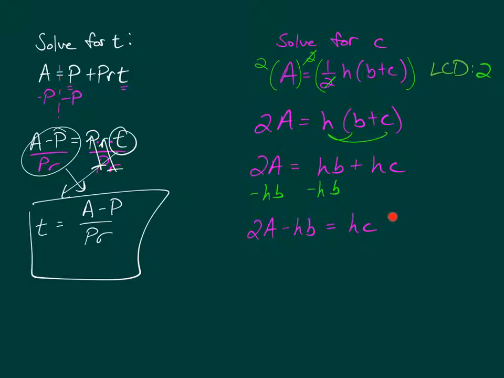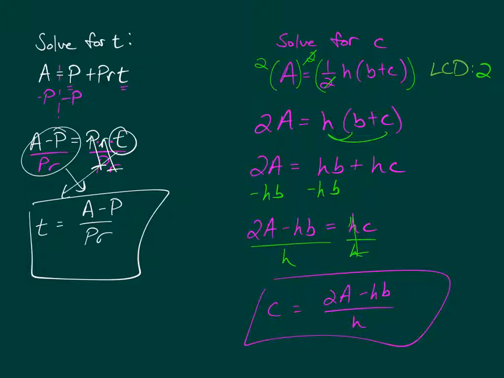And then I'm back to where I started with this h being multiplied to the c, so if I want to get rid of that h, I can divide it. That turns into 1, so all of this is now over h. And I'm left with c equals 2a minus hb all over h. And there is an answer.